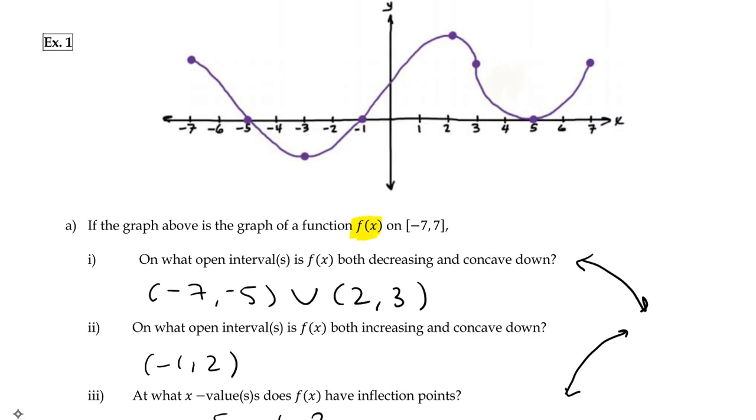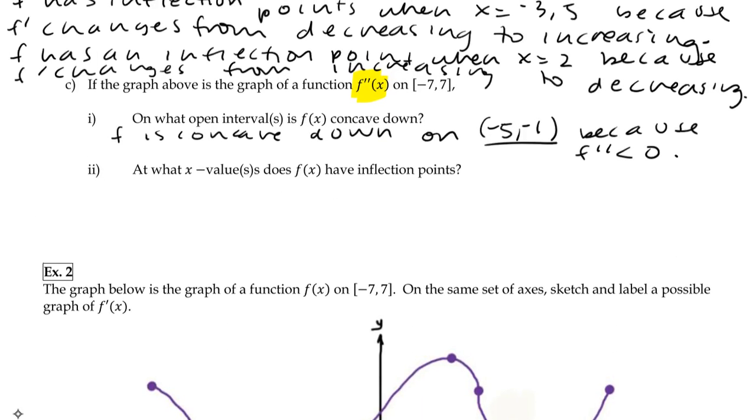This is the graph of f double prime. Where does this change sign? Changes sign at 1, 2, oh, not there, right? Just 2 spots. Okay, so f double prime changes sign at -5 and at -1. So let's go ahead and list that.